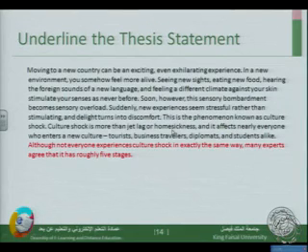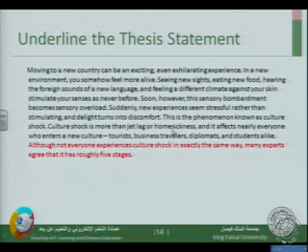This is a funnel introduction. If you read this example from the beginning: moving to a new country can be an exciting, even exhilarating experience. In a new environment, you somehow feel more alive. Seeing new sights, eating new food, hearing the foreign sounds of a new language, and feeling a different climate against your skin stimulate your senses as never before. Soon, however, this sensory bombardment becomes sensory overload. Suddenly, new experiences seem stressful rather than stimulating, and life turns into discomfort.